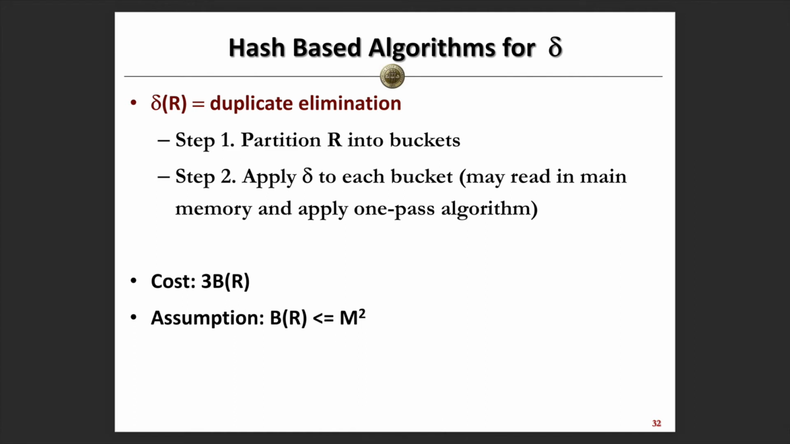So, based on this description, for step 1 we have to read and write, right? Therefore, the cost for step 1 will be about 2 B(R), and for step 2 we have to read the buckets into the memory. The cost will be about 1 B(R). So the total cost for this operation with the two-pass algorithm based on hash functions will be 3 B(R), which is the same as we showed before with the two-pass algorithms. And we also have one assumption here: B(R) is not greater than M squared, which is based on what we described in the previous page, so we can ensure we can load each bucket into the memory. Alright, so this is how to design the duplicate elimination operator with a hash-based algorithm.